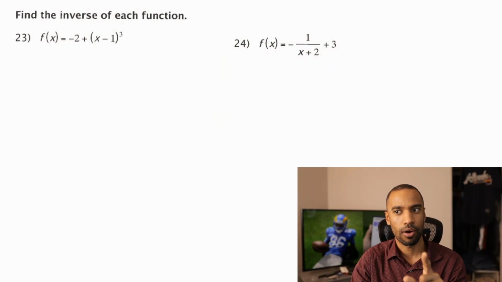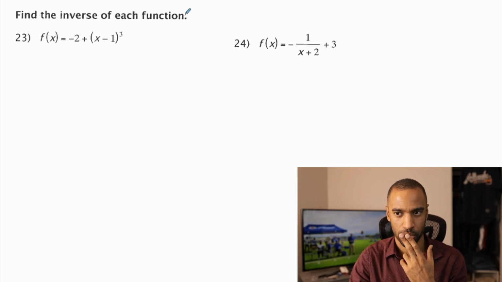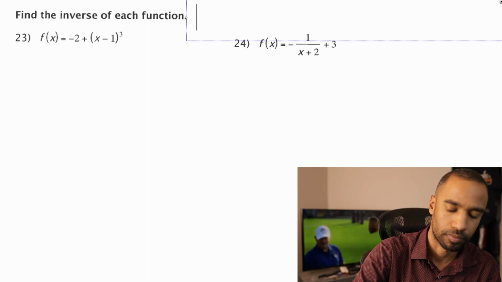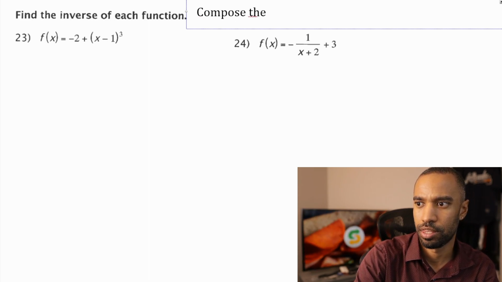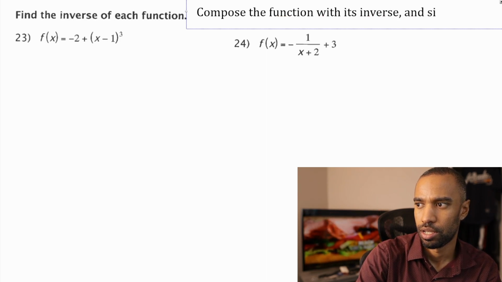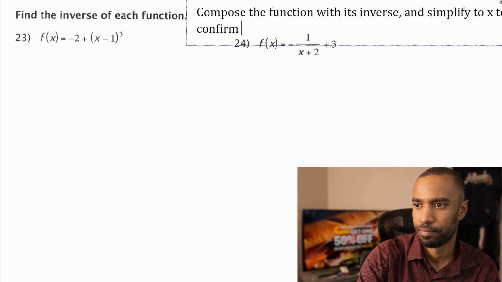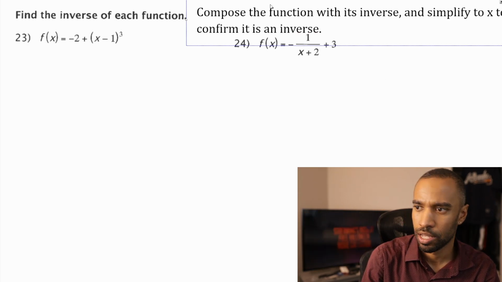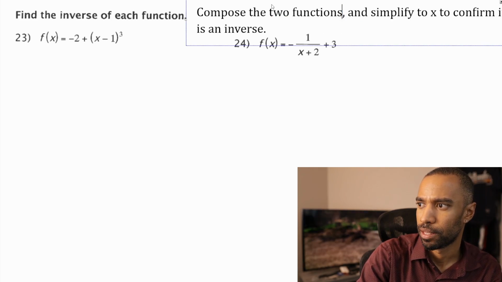We're going to find the inverse of each function. Now, I'm going to have us do another thing on top of this. We will do composition of functions with this. So another instruction that I'm going to add here: I want to compose the function with its inverse and simplify to x to confirm it is an inverse. How about this? Compose the 2 functions and simplify to x.